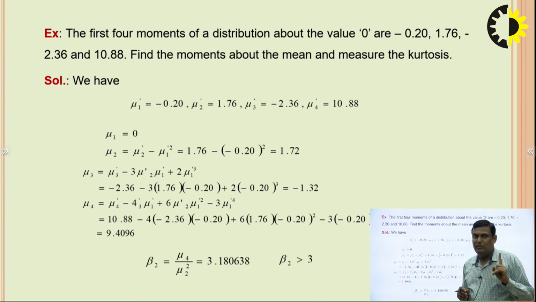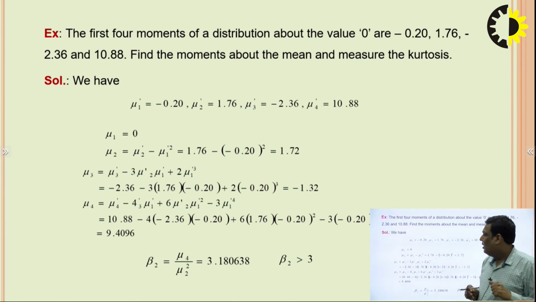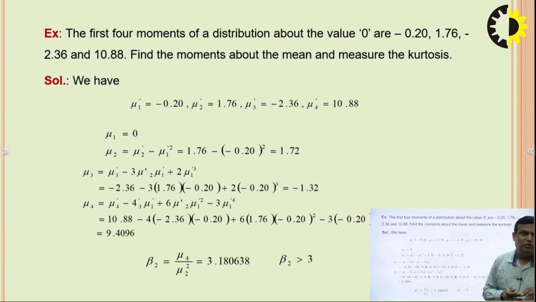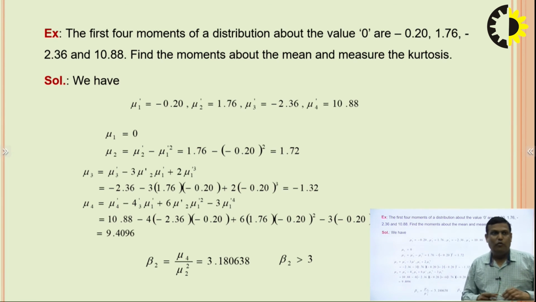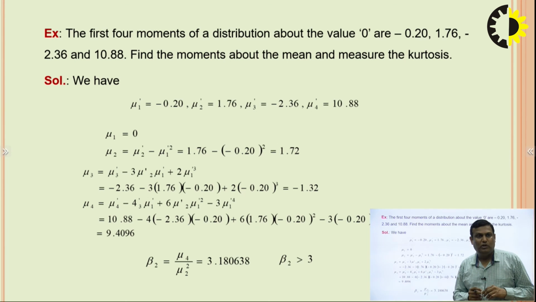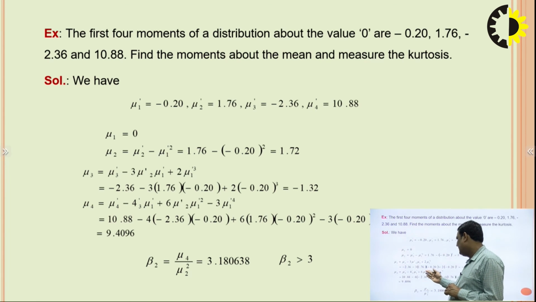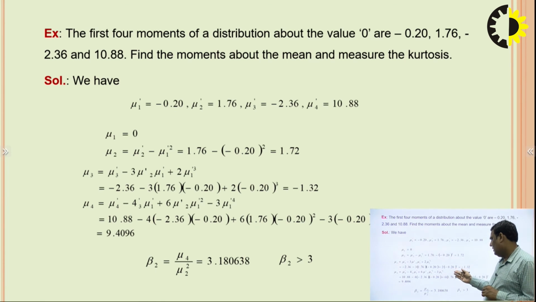We have to remember three formulas: mu2 equals mu2 dash minus mu1 dash square; mu3 equals mu3 dash minus 3 mu2 dash mu1 dash plus 2 mu1 dash cube; and mu4 equals mu4 dash minus 4 mu3 dash mu1 dash plus 6 mu2 dash mu1 dash square minus 3 mu1 dash to the power 4. Put in all the raw moments and calculate. Here we find mu4 equal to 9.4096.